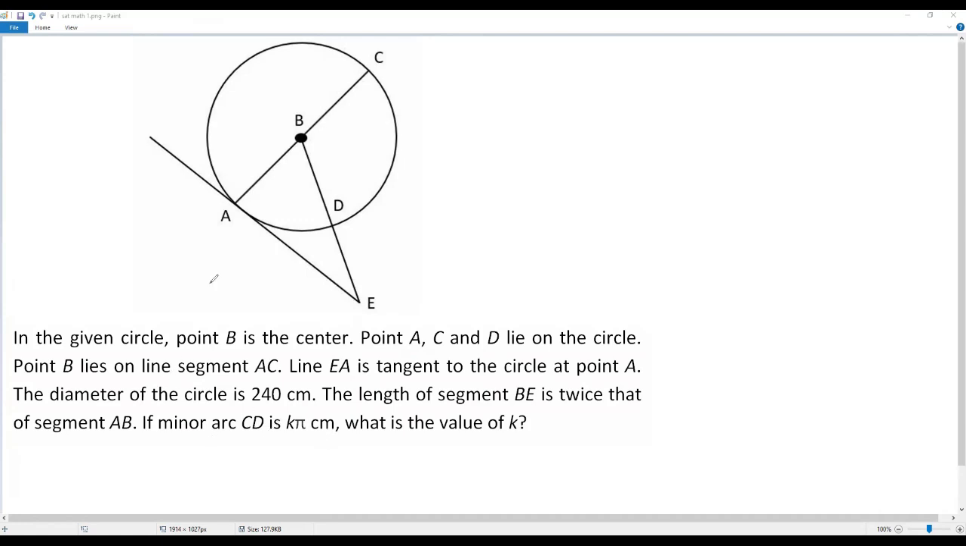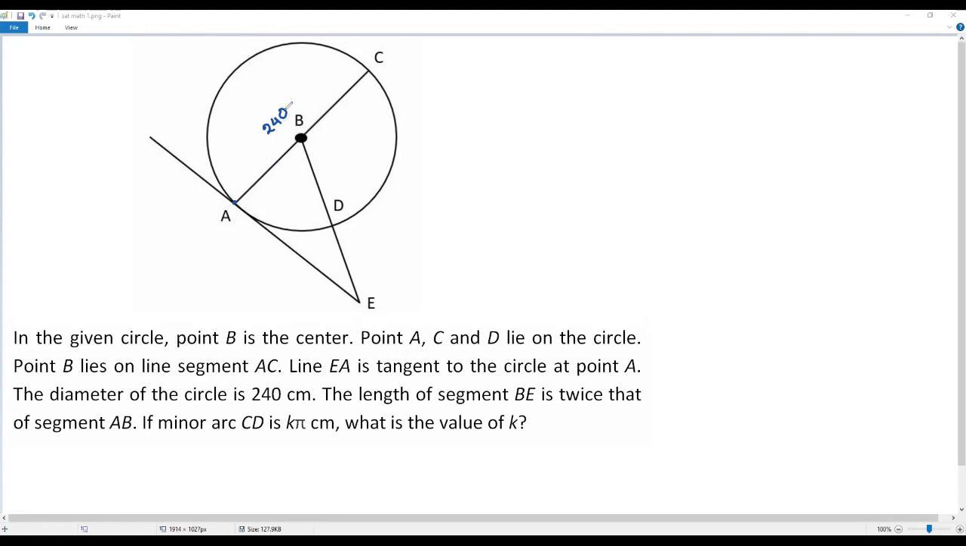Okay, here we have the information that B is the center of the circle and EA is tangent to the circle over here. The diameter of the circle is 240 centimeters. So the line segment AC over here represents the diameter, because the chord is passing through the center of the circle, and its length is 240 centimeters. And the length of segment BD, so the segment BD is over here, is equal to twice that of segment AB. So to get the length of this segment BD, we have to take 2 times the length of this segment AB. Actually, this AB represents the radius of the circle because it connects the center of the circle and a point on the circle.